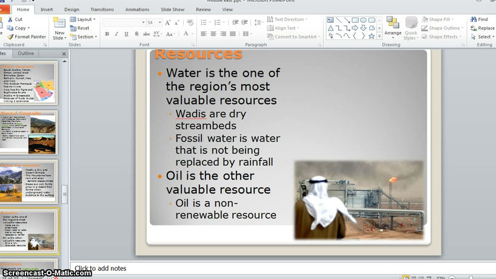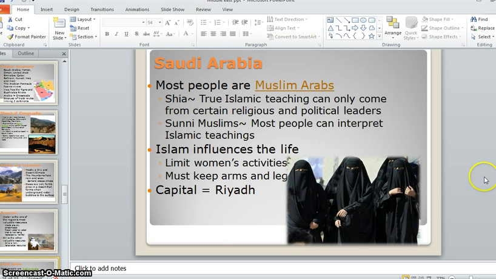Most of what the world gets as far as its energy resources come from the Middle East. So if you don't have good relationships with the Middle East, you've got no energy. So that gives them a lot of power and authority when it comes to the world market today. Some of the countries, as we look at this, Saudi Arabia, most people are Muslim Arabs.